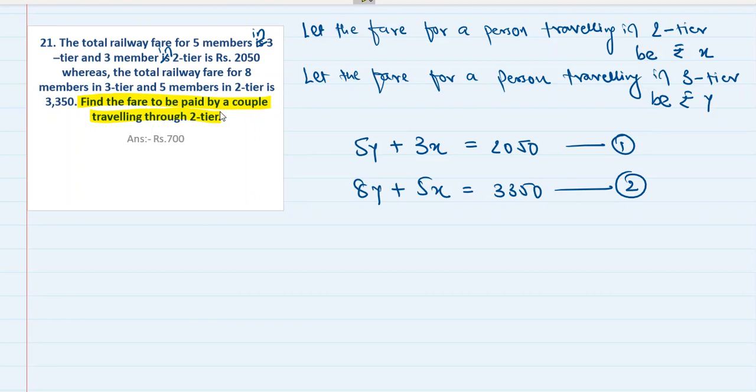Okay, so I hope that you have found x and y. So the fare for a person traveling in 2 tier, x, is 350, and for a person traveling in 3 tier, the fare would be 200 rupees, and we are not concerned with 3 tier. So the total fare for a couple traveling through 2 tier is 2 multiplied by 350, that is 700 rupees. That should be your final answer.